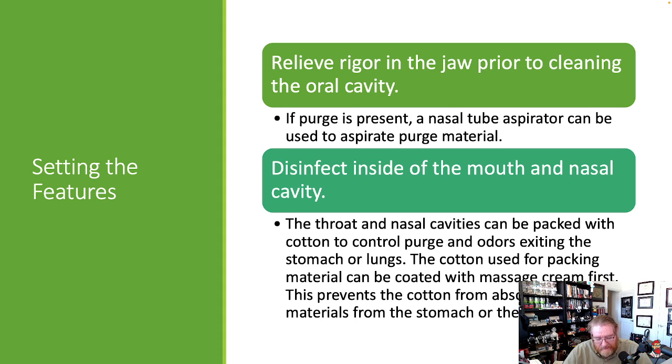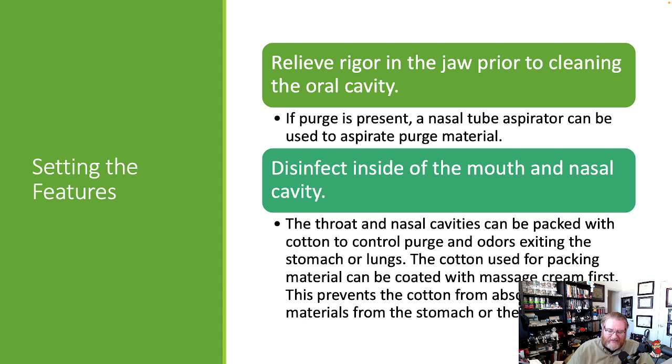So everyone has different results with nasal tube aspirators, and I will tell you that different nasal tube aspirators have different size apertures on the front. That can make a big difference. And when using a nasal tube aspirator, the moral of the story is keep it away from the soft tissues of the cheek and the tongue because it will block the hole immediately. After you are done cleaning, disinfect the inside of the mouth and nasal cavity.